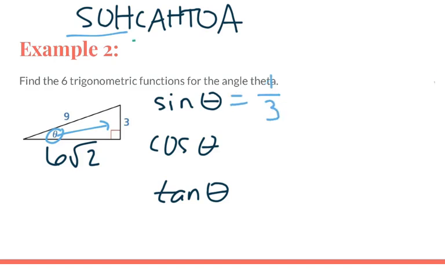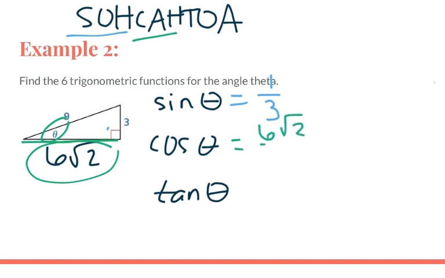Okay, so now let's move on and do cosine. The cosine of the angle is adjacent over hypotenuse. So when I look at this angle, which side is the adjacent leg, the side that touches it? It would be this one, 6 square root 2 over hypotenuse, and the hypotenuse is the same, which would be 9. And then again, just make sure that your fractions are in reduced form.